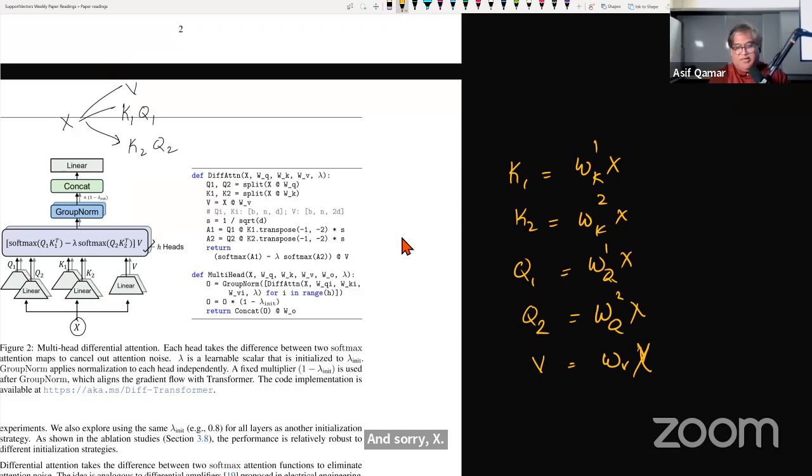So instead of 3 matrices, traditionally you have just WK, WQ, WV. Here you have 2 sets of WKs and 2 sets of WQs. That is the main thing.